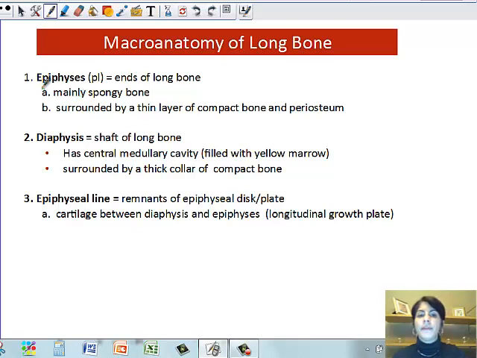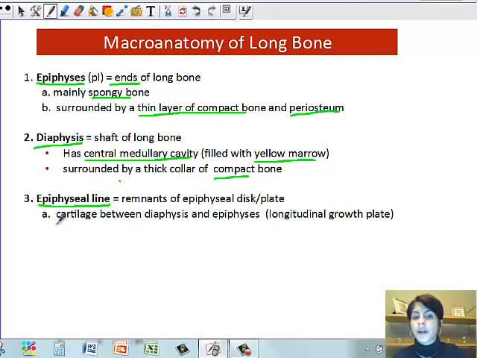So in review, the epiphyses are mainly made of spongy bone. They're the ends, and they're surrounded by a thin layer of compact bone, and the periosteum, which is that tough sheath. The diaphysis is the shaft of the long bone, the middle part, and it has a central cavity, a medullary cavity, that's filled with fatty yellow marrow. It's also surrounded by compact bone. The epiphyseal line is a place where cartilage grows, and that's basically the cartilage model that I was talking about earlier, between the diaphysis and the epiphyses, where growth occurs in the long direction.